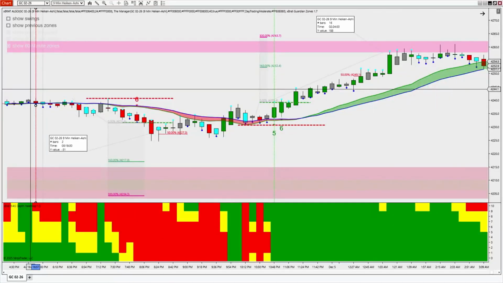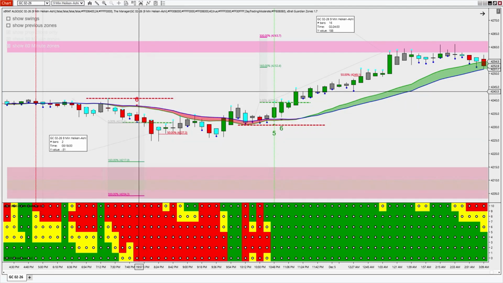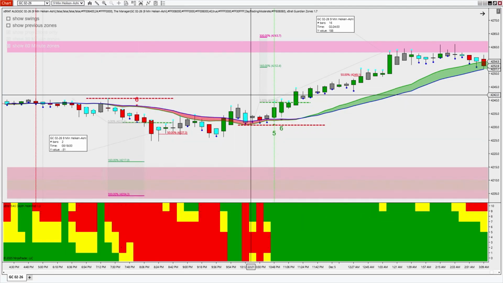So this is a gold futures chart. We have 9-minute Heiken Ashi. Heiken Ashi is an averaging chart type, averaging candle. And the XBRAT Algo, where you see these 5 and 6 star buys on the chart here, is designed around these Heiken Ashi candles.